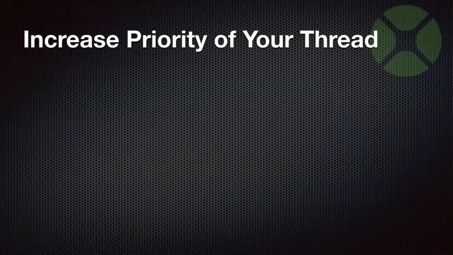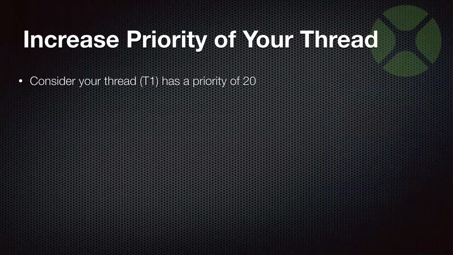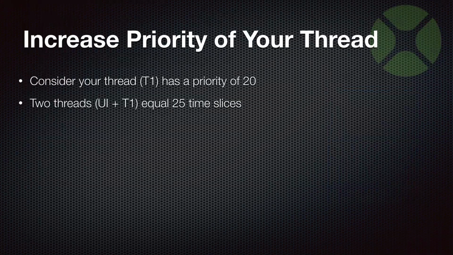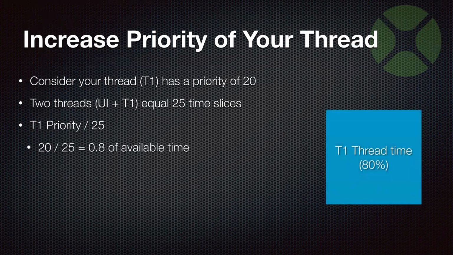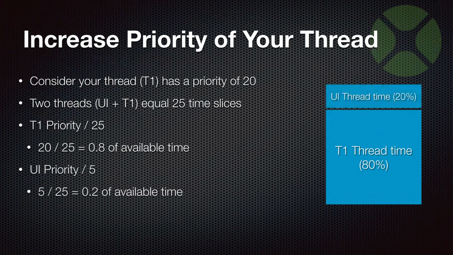But if you want to give your thread a little bit more time to run, you can give it a higher priority. So consider that you give your thread a priority of 20. Now there are two threads again, the user interface thread and your thread. The user interface thread is 5. That's its default priority. So we now have 25 time slices to work with. And we still do the same division here to calculate the percentage. So the thread priority of 20 divided by 25 equals 80% of the app's time will be allocated to the thread. And then the user interface priority is 5, divide that by 25, and that is 20% of the user interface time. So now your thread is going to get more time to do its thing, and the user interface less time.